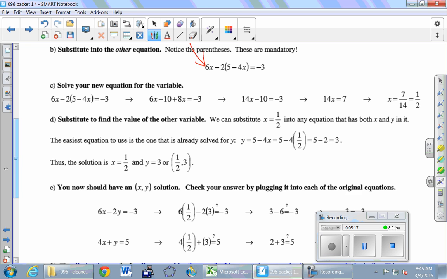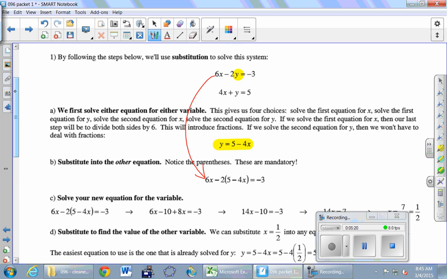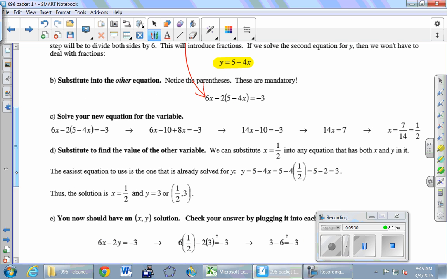Okay, so just running again through the highlights of this process. Solve either equation for either variable. This is the stuff in bold. Substitute into the other equation. Solve that new equation. It's only going to have one letter in it, like just x in this one. And then once you solve that, you substitute into the other, substitute to find the value of the other variable. That's the process in a nutshell. It's called the method of substitution.